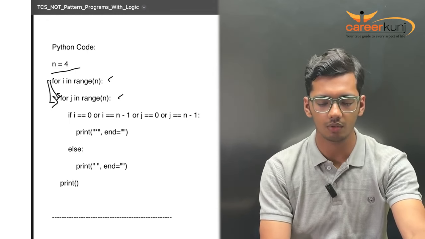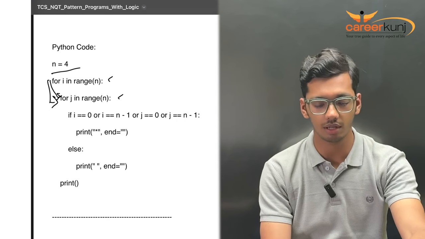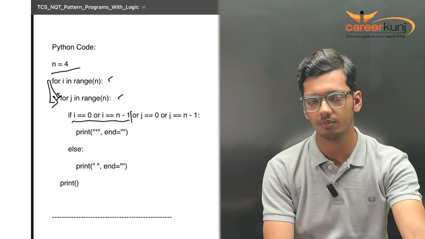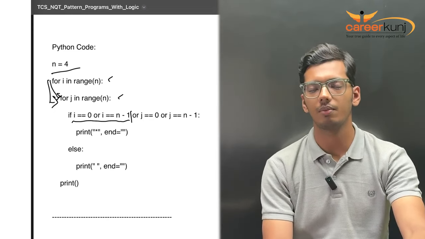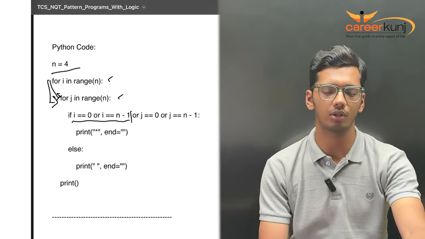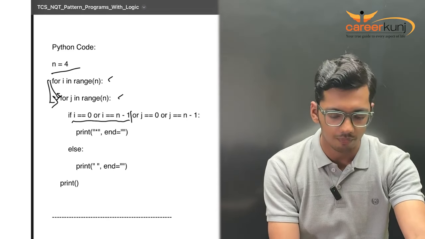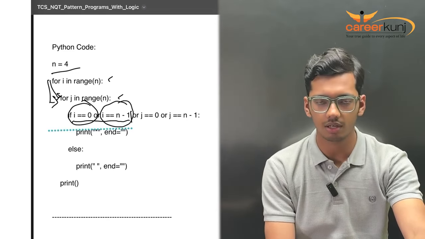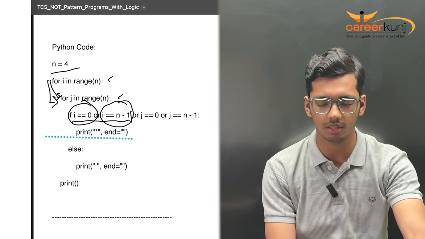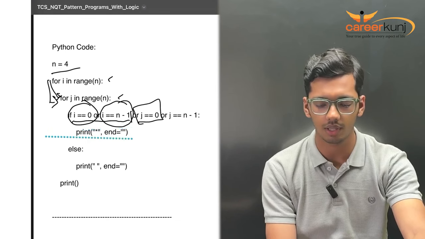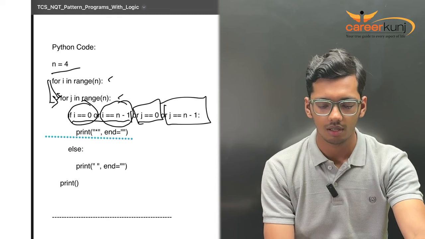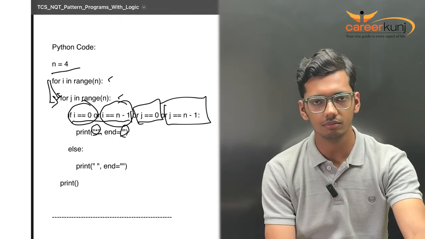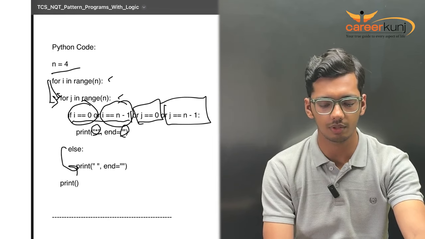Now if i is equal to 0 or i equal to n minus 1, that is nothing but the first row or last row. I'm using i for rows and j for the column. So if it is my first row or last row, and what condition am I giving for j? j represents the column. Or if it is my first column or the last column, then I will print star, otherwise it will end with spaces. This is my else condition, which will print the spaces.